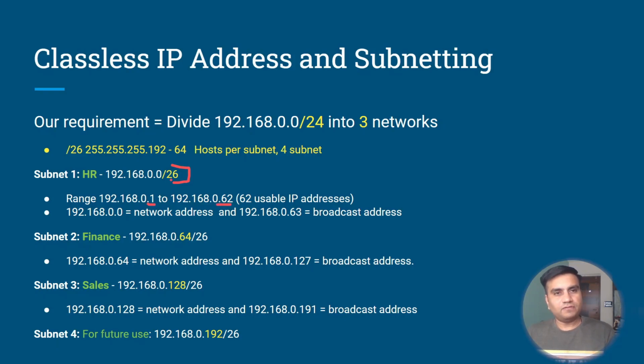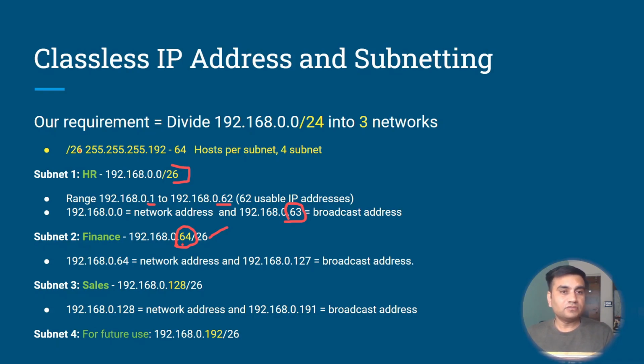Okay, after this, the HR network ends at 63, right? So where will the next department start? Next department will start at 64. What will be the CIDR? CIDR remains unchanged, 26 to 26, right? No change here. Just we have to remember, wherever the previous network is stopping, the next network will start from the next IP address, right? So now it starts from 64.